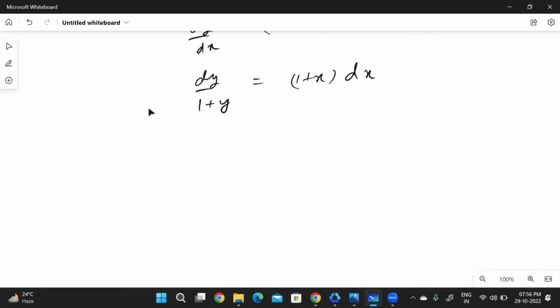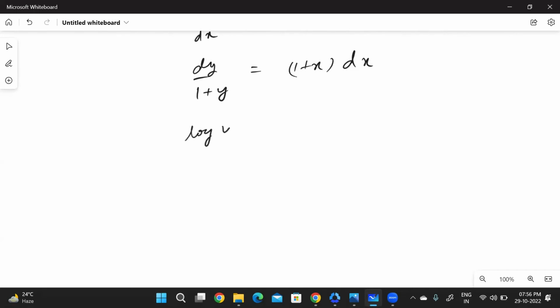So the integral of 1 upon 1 plus y is log of 1 plus y, and the integral of 1 plus x is x plus x square by 2 plus c. This is what we get as the general solution. If it was asked to determine the general solution, we'd stop here. But here we have to determine the particular solution.